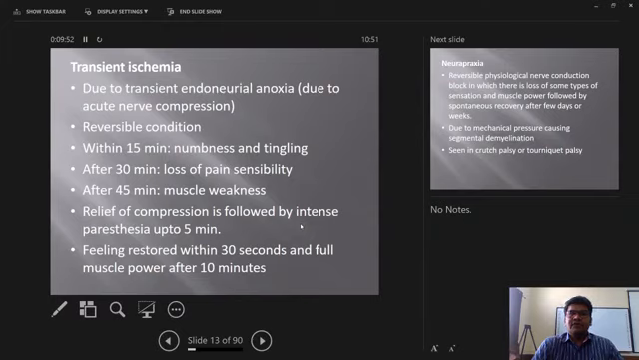So within 15 minutes there is numbness and tingling. After half an hour there is loss of pain sensibility. After 45 minutes, there is muscle weakness. When the compression is released, it is followed by intense paresthesia up to 5 minutes, and the feeling is restored within 30 seconds, and the full muscle power after 10 minutes. Okay, so this is transient ischemia. In transient ischemia, all the muscles, all the nerves, they recover simultaneously.